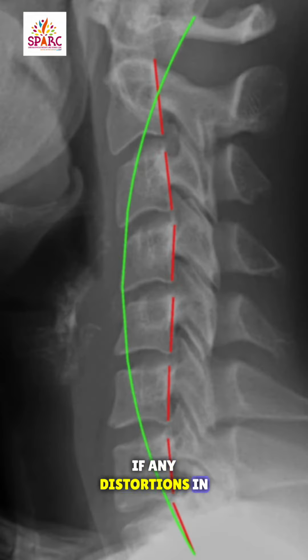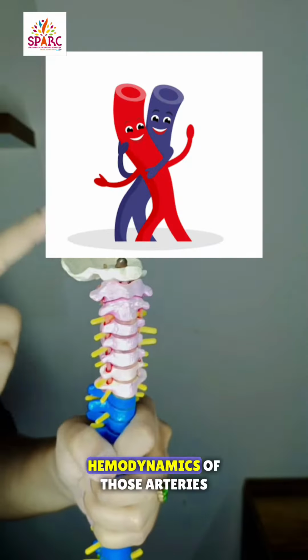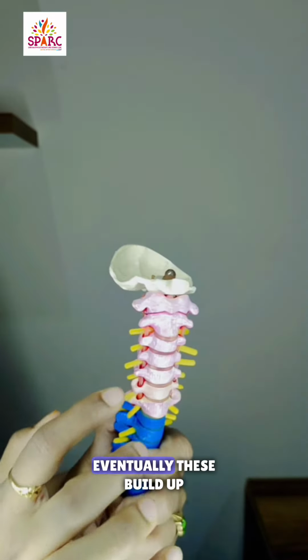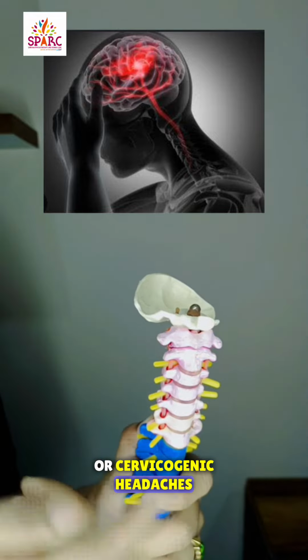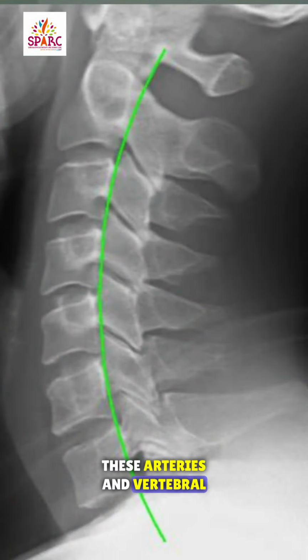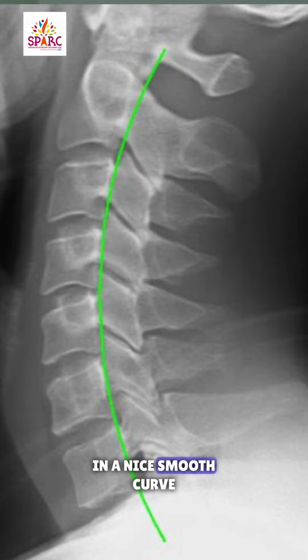If any distortions in these vertebrae, it directly affects the hemodynamics of those arteries and veins. Eventually, these build up pressures in the brain by altered blood flow which causes migraines or cervicogenic headaches. If you notice, these arteries and vertebral alignment are engineered to be in a nice smooth curve.